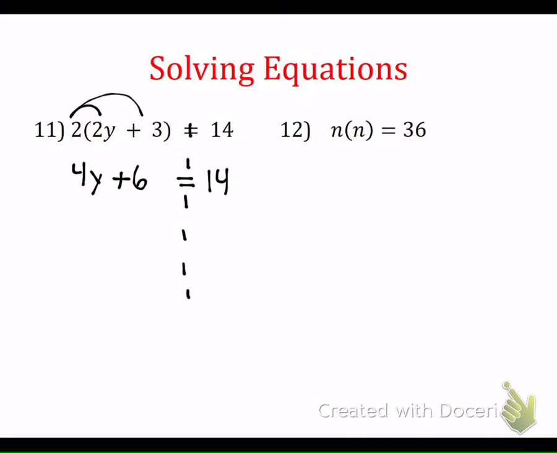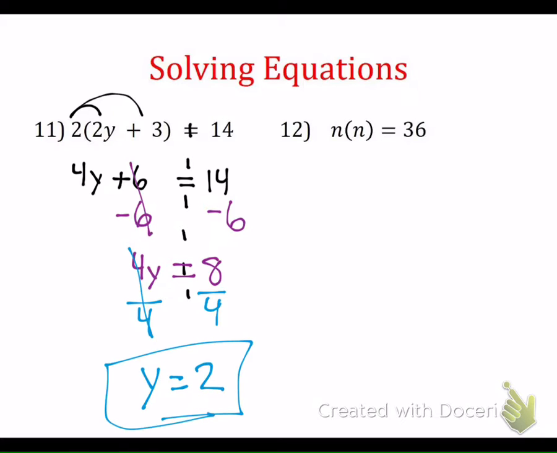And then on the right side, a 14. Now what? Minus the 6. Subtract the 6, subtract the 6. Keep that 4y on the left. Equal sign in the middle. 8. Divide both sides by 4 to get rid of that 4 as your coefficient. You get 1y or just y equals 2. Very good.